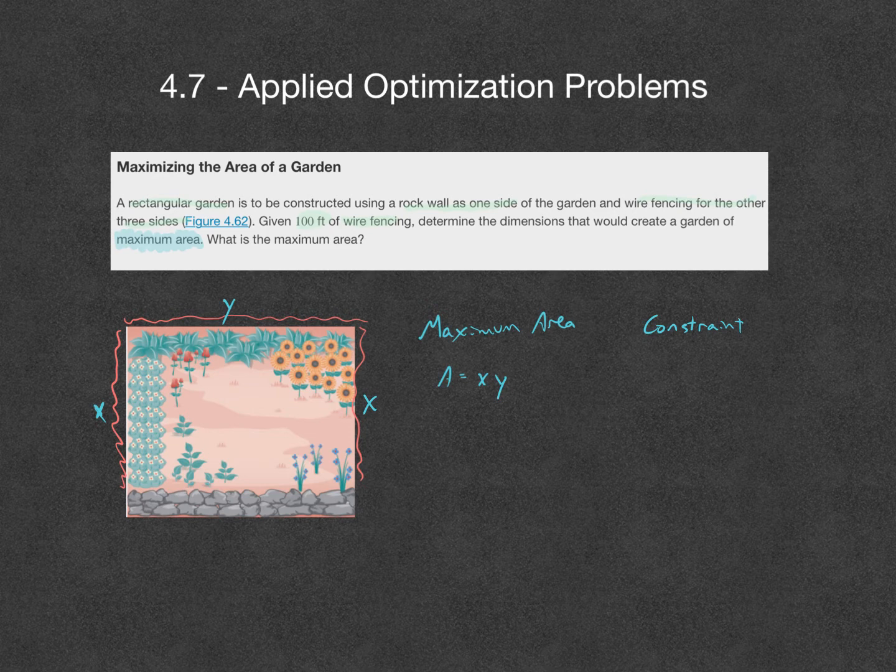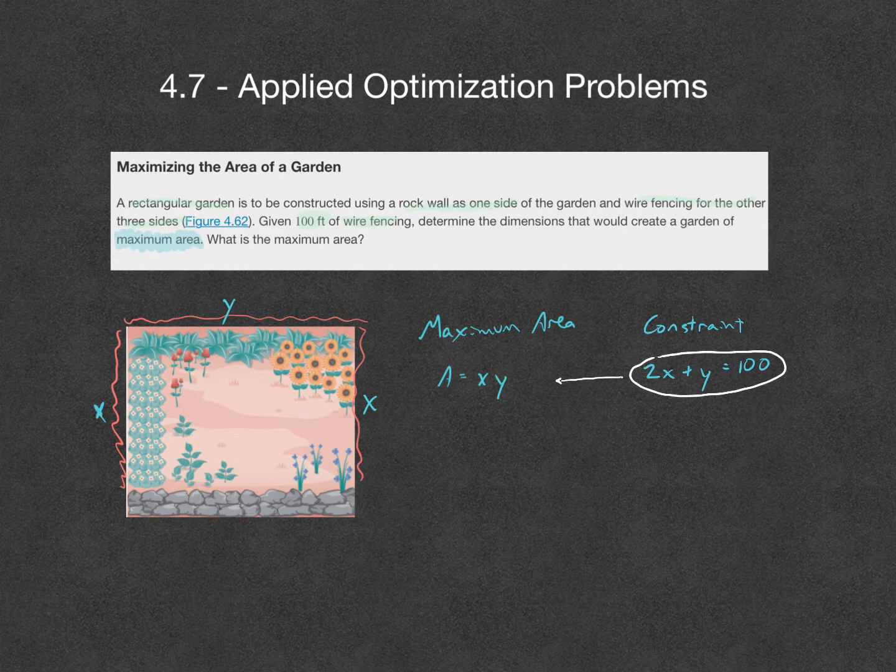So our constraint in this case is the perimeter of this rectangle, but only the three sides, because we have that lovely rock wall that we already bought last year. The constraint is that 2x plus y is equal to 100 feet of fencing. All right, so that is the setup for the two equations that we're going to work with here. And then the next step is to take that constraint and use it to rewrite my area function in terms of one variable. And then in order to optimize it, in order to maximize the area, we're going to take the derivative, set it equal to 0, and find a critical point. Hey, that should sound familiar.